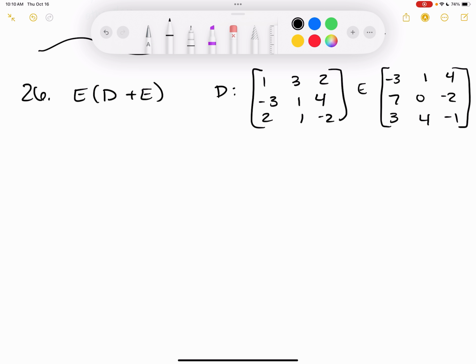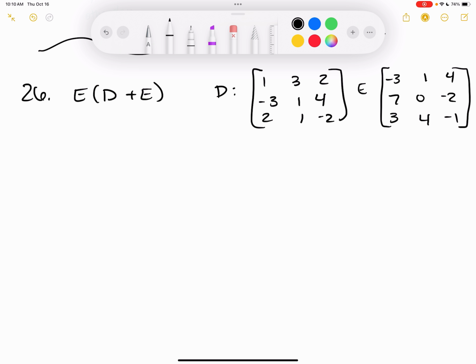I'm confused. Plus. Error. Maybe our calculator's not going to be smart today. Please be smart. Error. Oh, I got error. We all got error. Okay. Keep clicking enter.